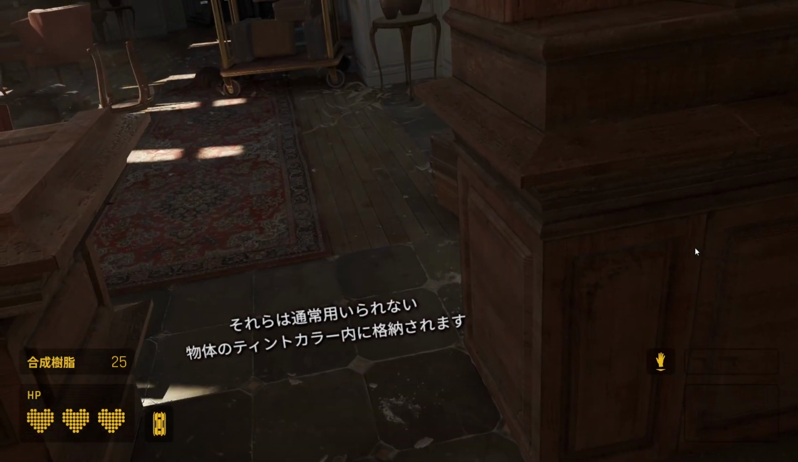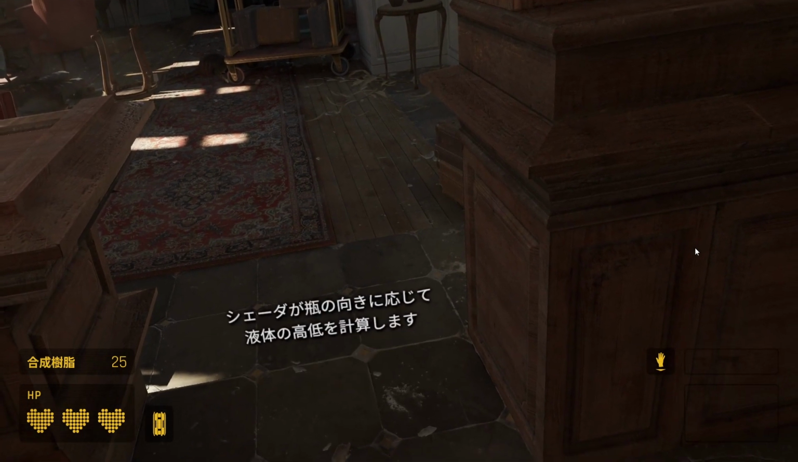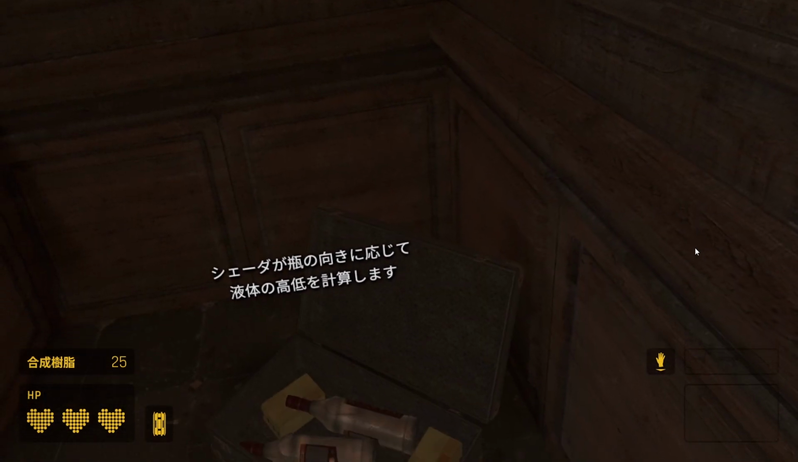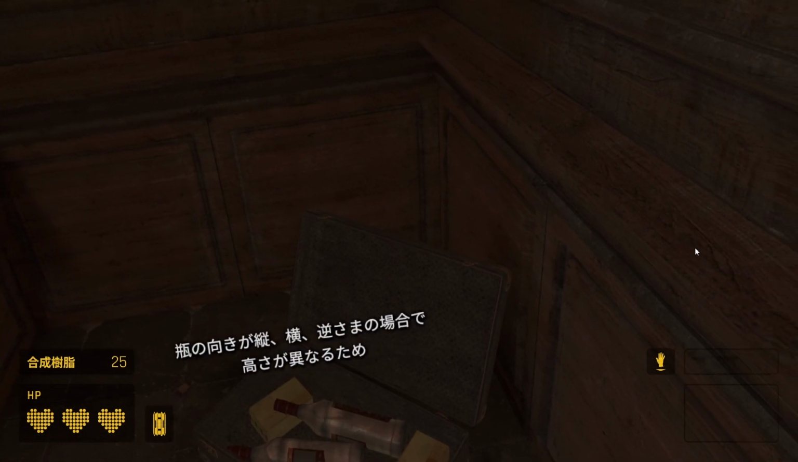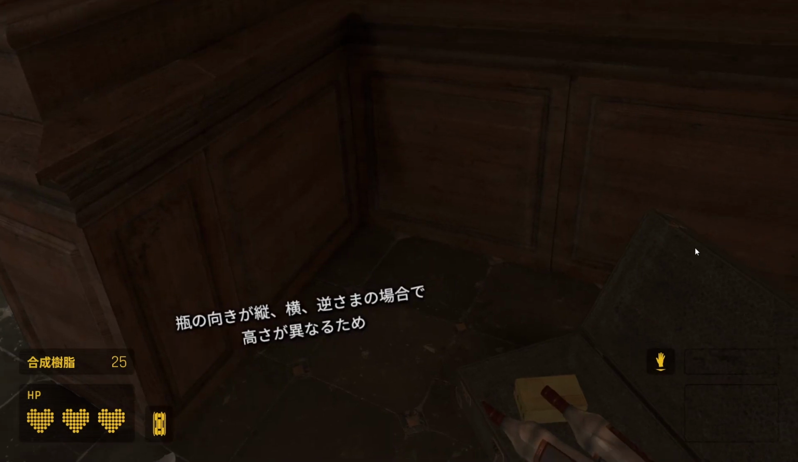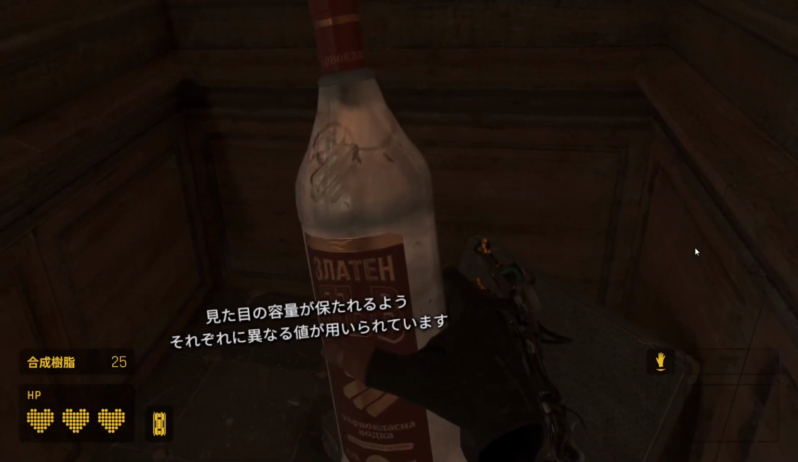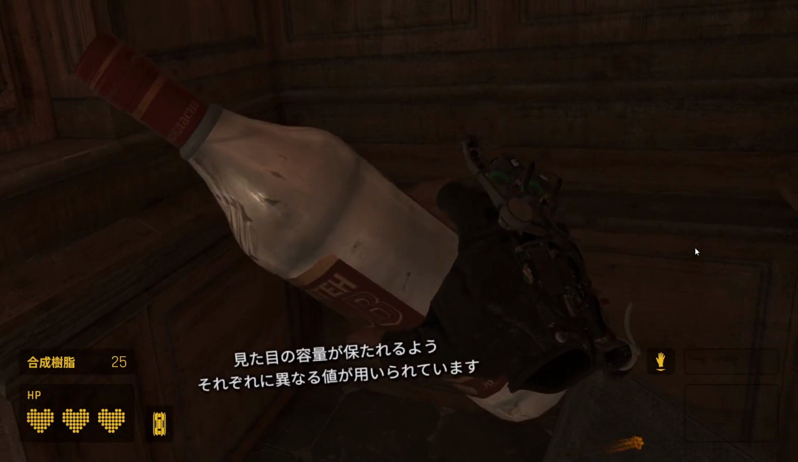The shader calculates the liquid level based on the bottle's orientation in-game. Since the amount of liquid visible in a bottle as a proportion of its height is different when oriented upright, sideways or upside down, different values are used for each in order to preserve the apparent volume of liquid inside.